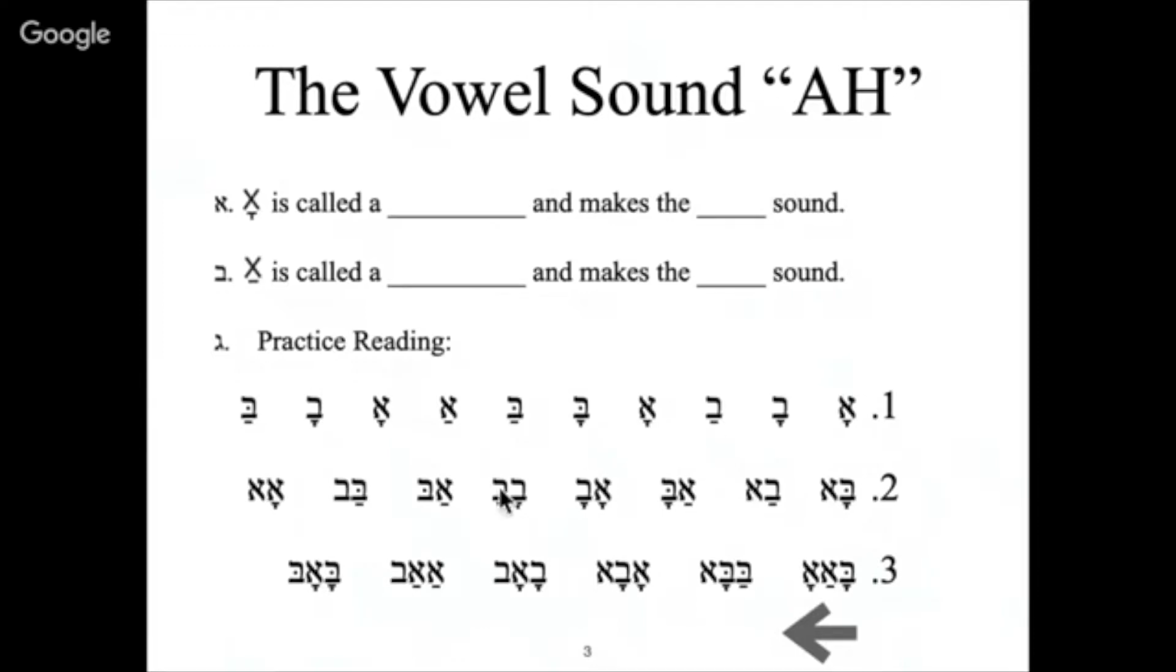You have these on the printouts, and you can go through them and practice saying these, first of all recognizing the letters, but also the sounds that these vowels make. The next one is, both of them are a Vet. But the first one has a vowel, correct? Yeah. So I would pronounce that ba. Yeah, and then what's this one?